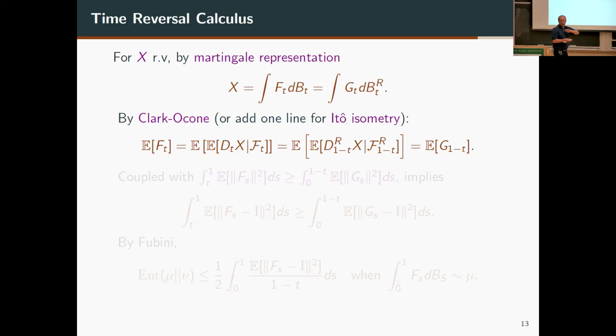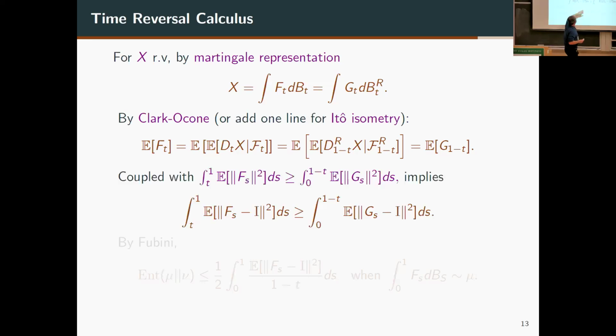So they have the same expectations, but they don't have the same second moments. But they satisfy some inequality with respect to the second moment, right? If you look at the second moment and you integrate it in the future, that thing will always be larger than the integrated second moment with respect to the past of the other representation. This is not a very hard thing to show.